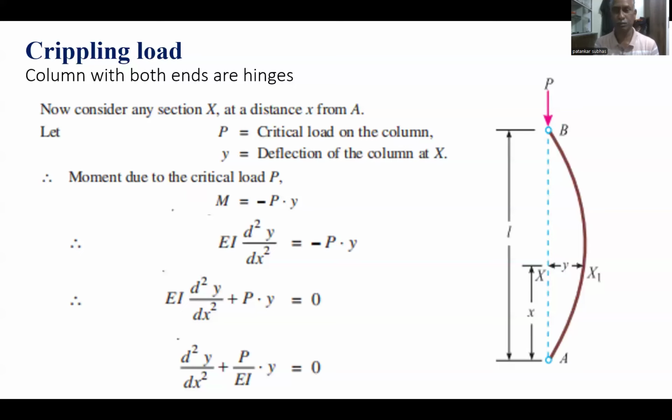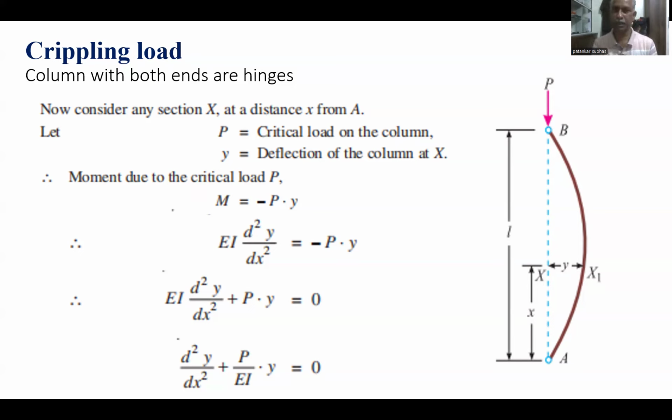So let us take the first condition. In the first condition, we find the crippling load or critical load, that is the load which tries to bend the column. Here P is the critical load on the column. Y is the deflection, that is the bending, at a distance of x meters from the bottom end A. Both ends are hinged.